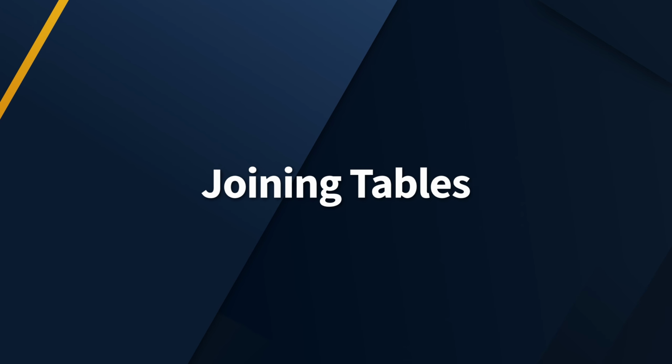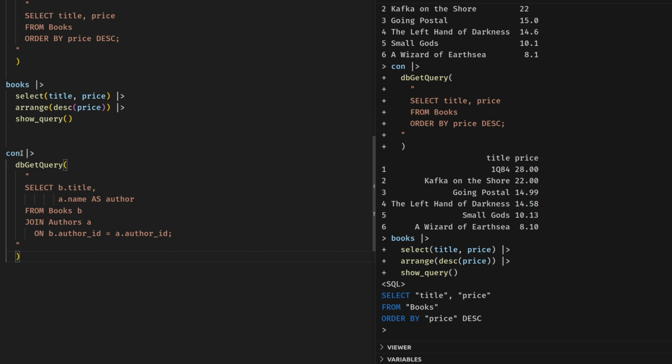Fantastic. Let's do another very common query, and that is using joins. Let's investigate what the SQL query does here. It selects from table B the column title, and it selects from table A the column name under the name author, where books corresponds to B, authors corresponds to table A, and these two tables are joined via the author ID.